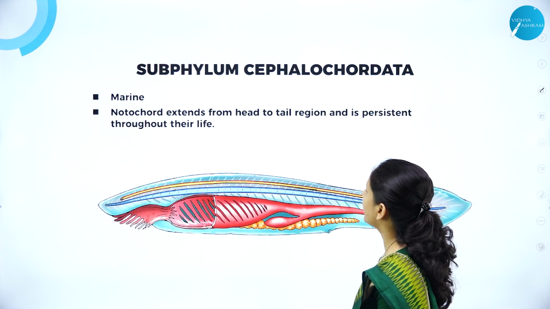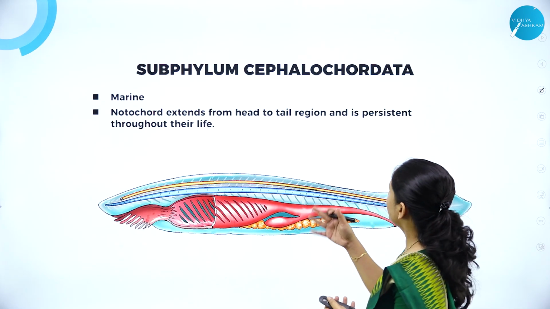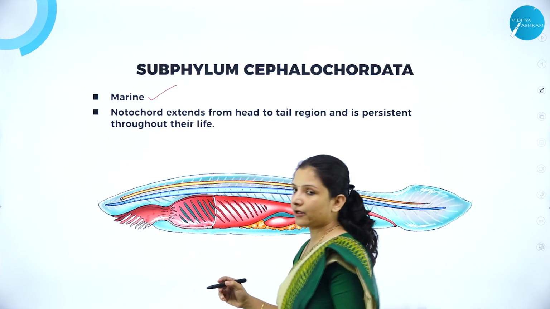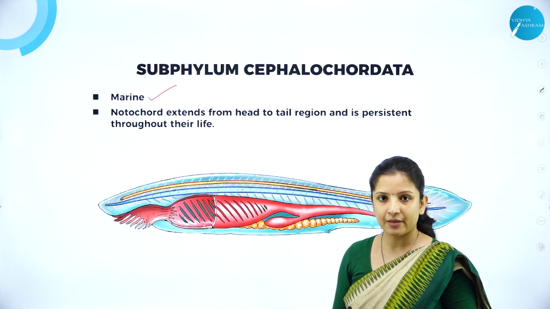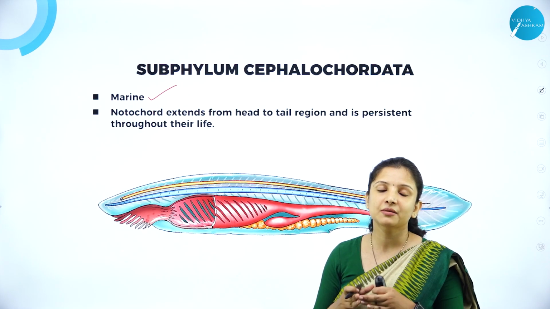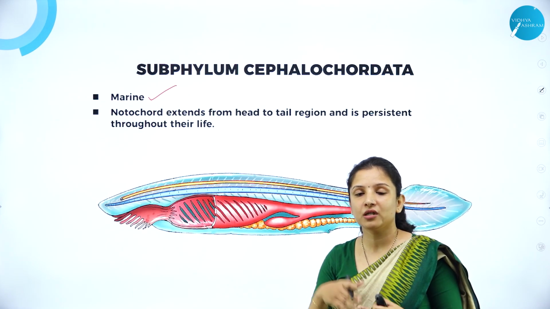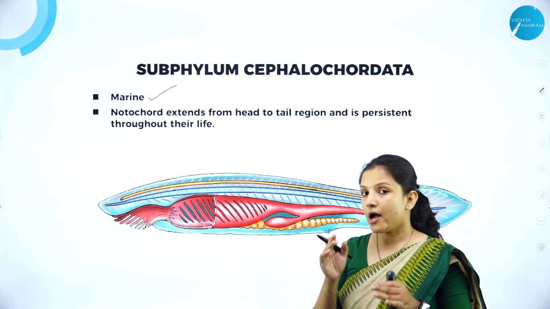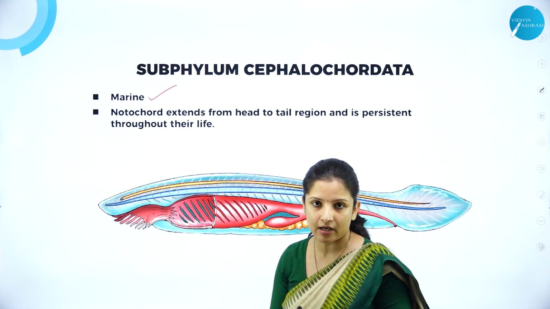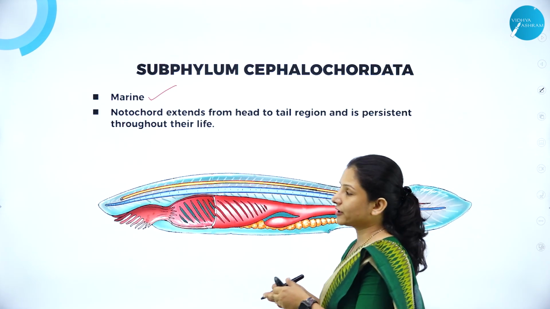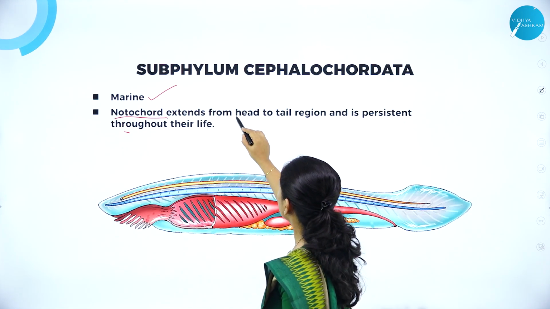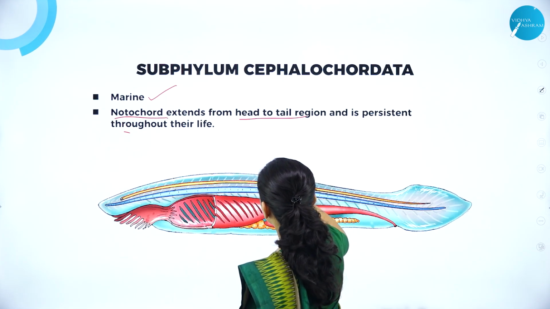Next, talking about subphylum Cephalochordata. They are also marine organisms. Urochordata and Cephalochordata both are marine in habitat, living in oceans and seas. Now, talking about the notochord, there is a major difference between the urochordate and the cephalochordate. I told you in urochordate, the notochord is present only in the tail of the larva. But in the case of cephalochordates, the notochord extends from the head to tail. So this is the notochord.